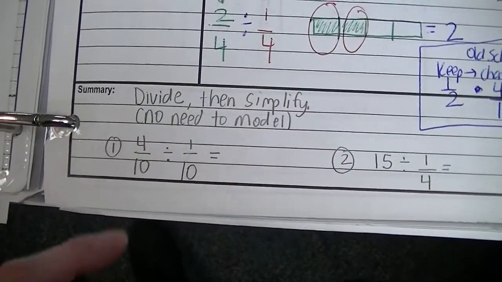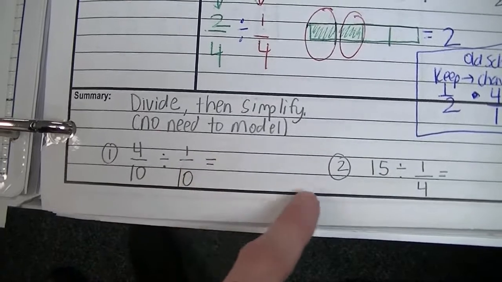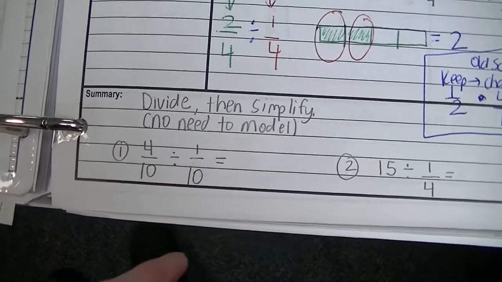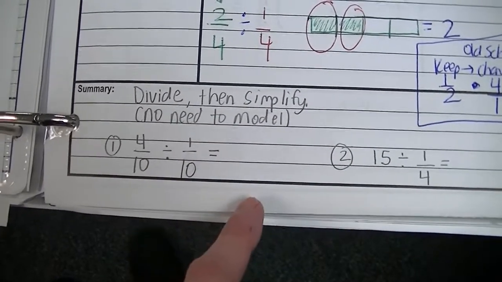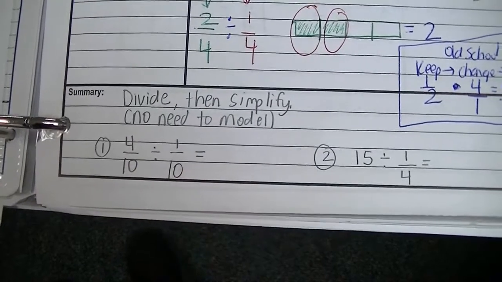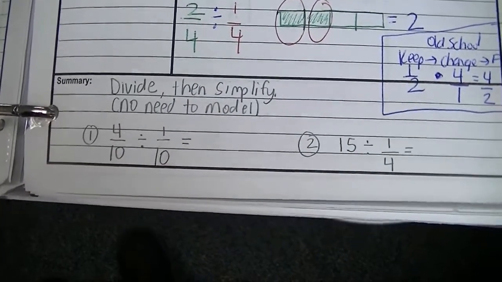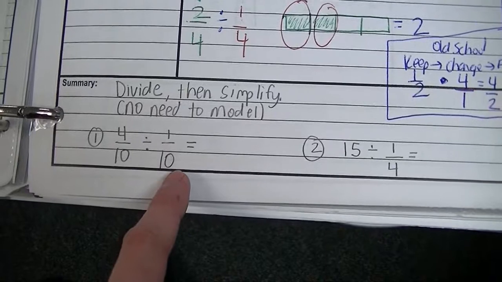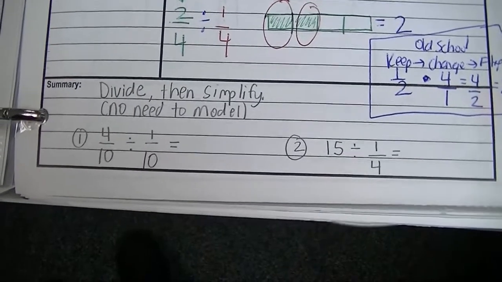For this summary, I want you to divide, then simplify these two problems. You don't need to model them, but I do want to see your work, okay? So write this out and show your work and your answer. Simplify it if you're able to. 4/10 divided by 1/10, and then you've got 15 divided by 1/4.